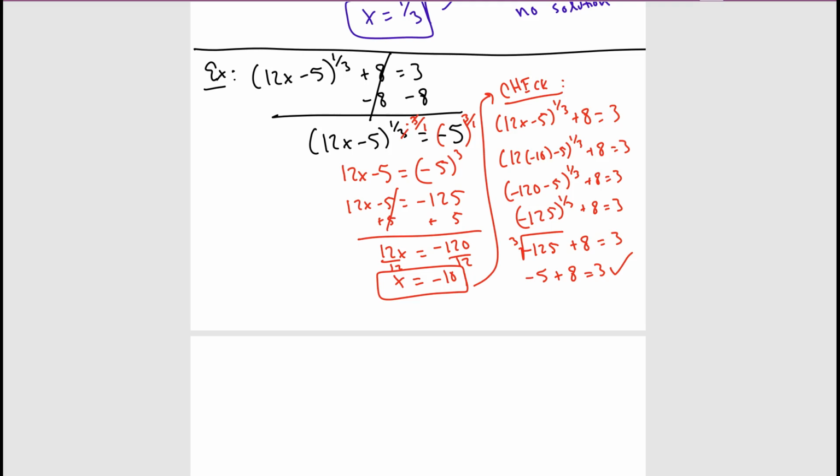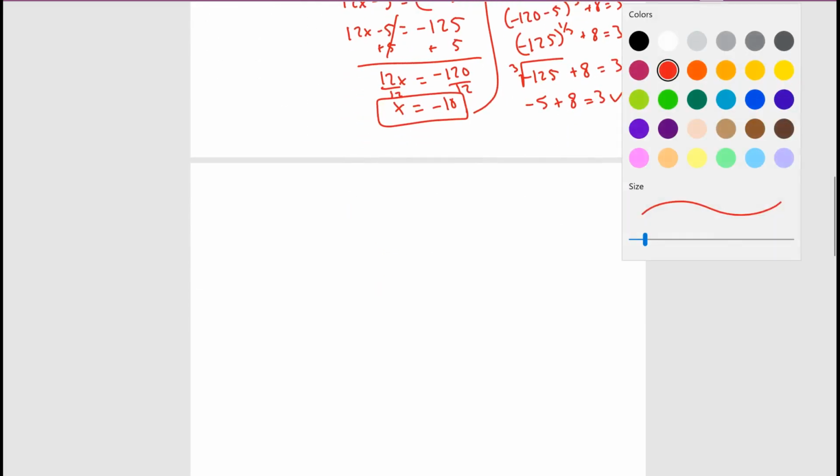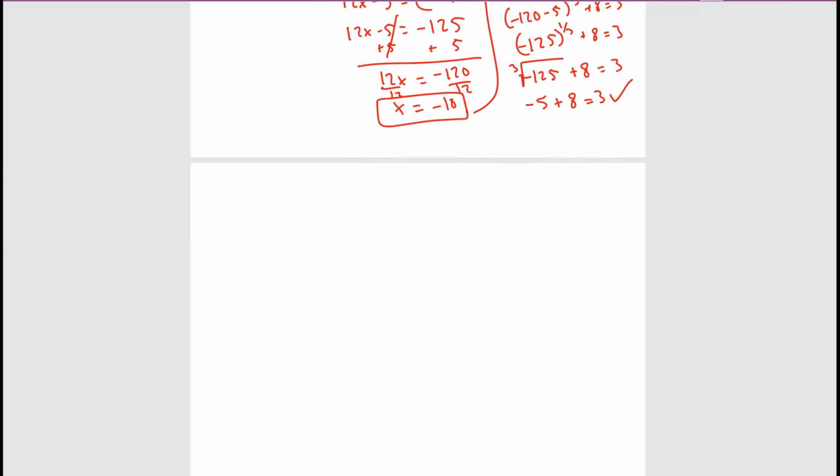Alright, so why don't you try this next problem? This next problem is going to be 3x minus 2 to the 1/4 equals 2. So try that one, and then we will try this one together in a little bit: square root of x minus 2 plus 2 equals x.